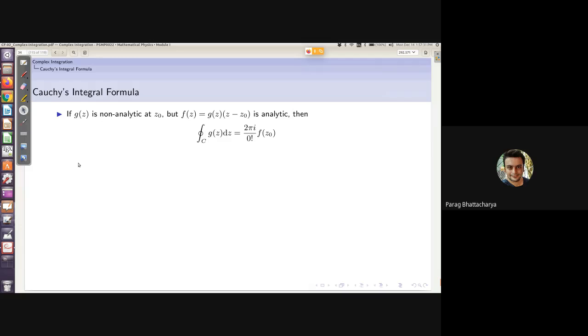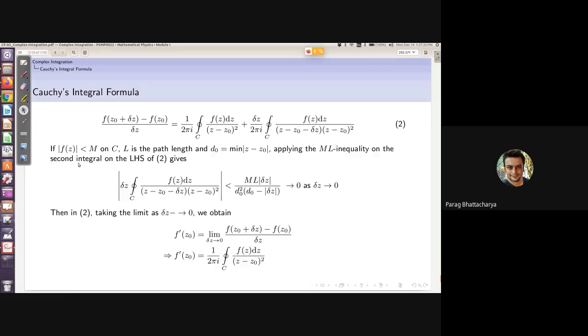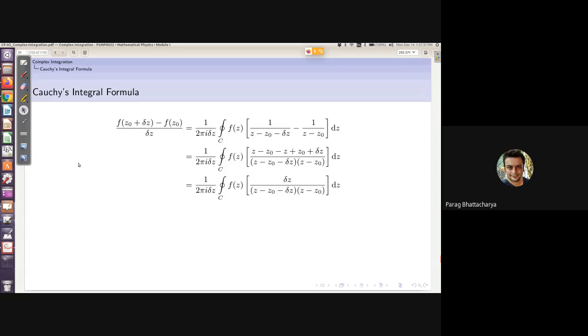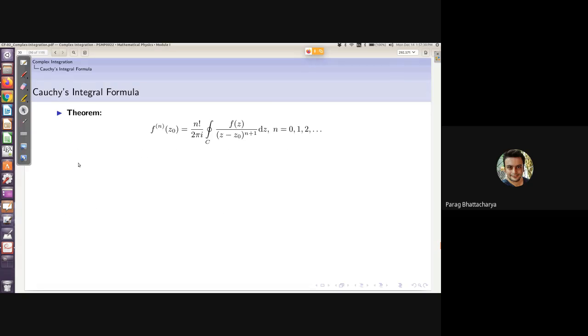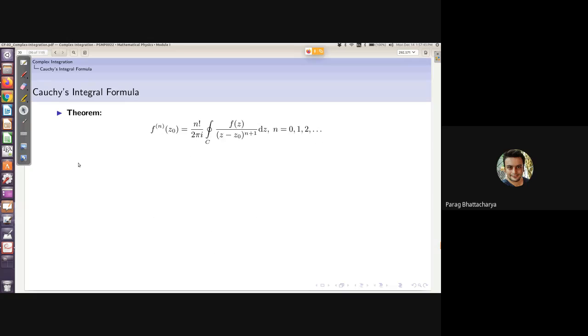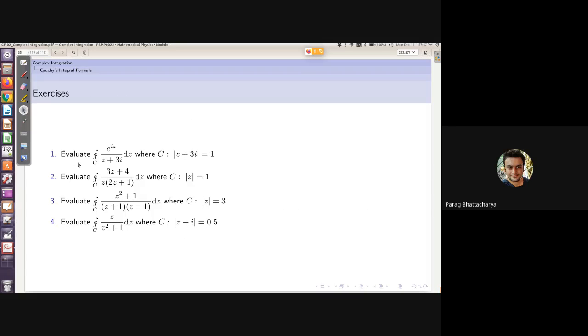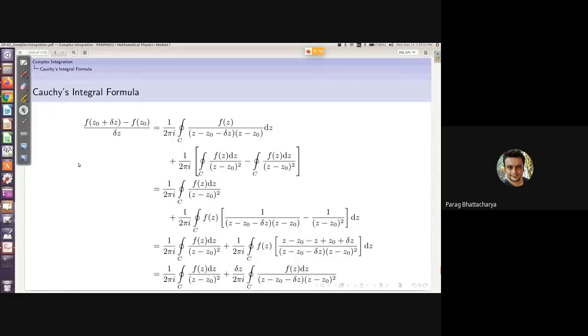Let's see how much is left. You just need to know the application of this one. I'll give you the entire set of slides, because this is the last slide, so till here.